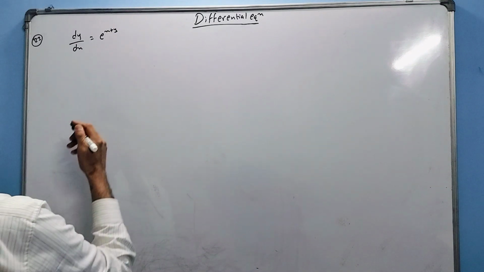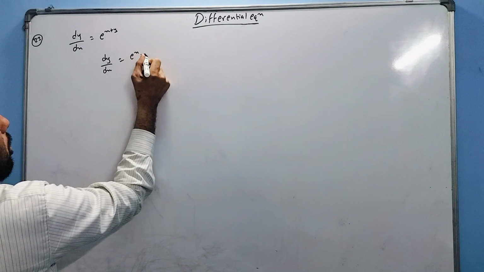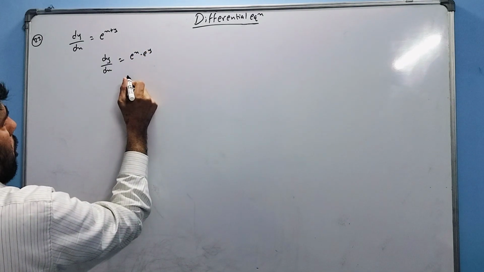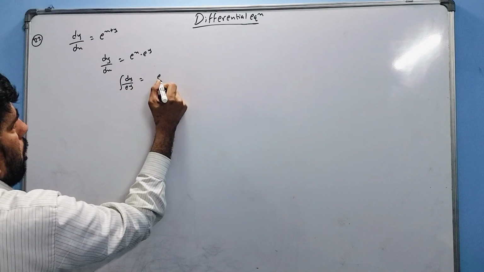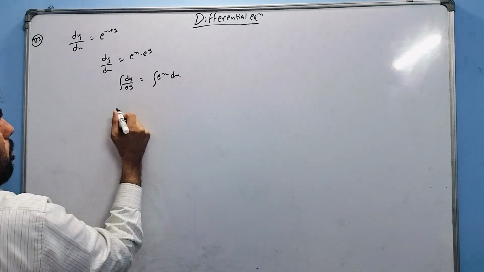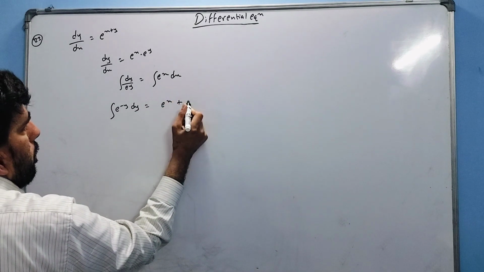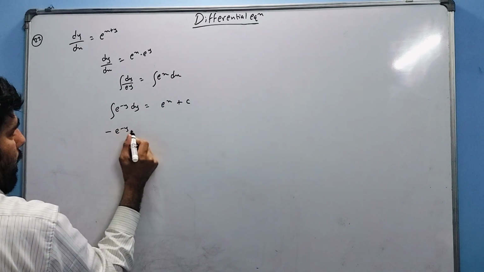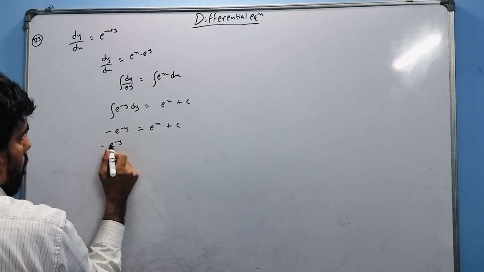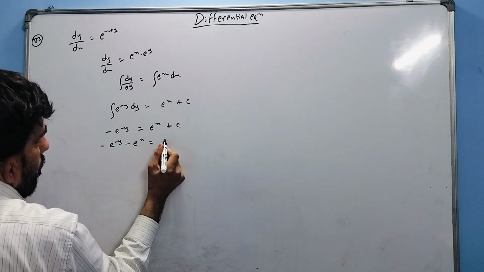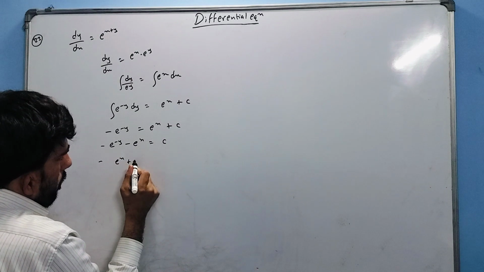We have dy upon dx is equal to e raised power x, e raised power y. So we have dy upon e raised power y is equal to e raised power x dx. So we got minus e raised power minus y is equal to e raised power x plus c. So we have minus e raised power x is equal to c. So I can take minus common. So e raised power x plus e raised power minus y is equal to c.